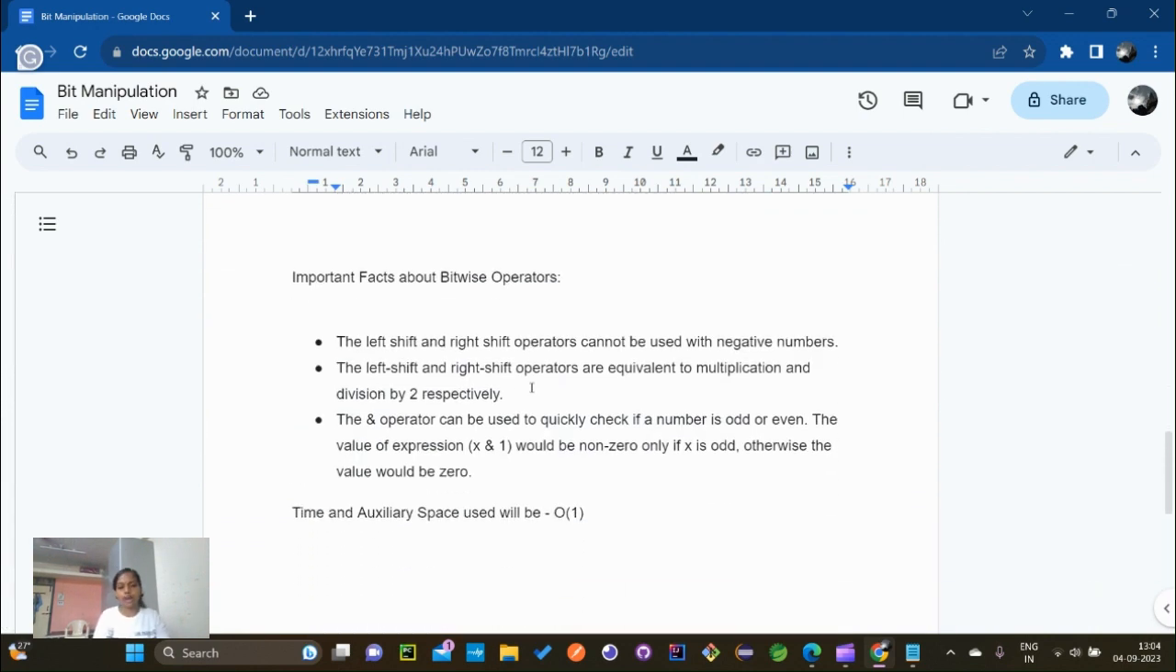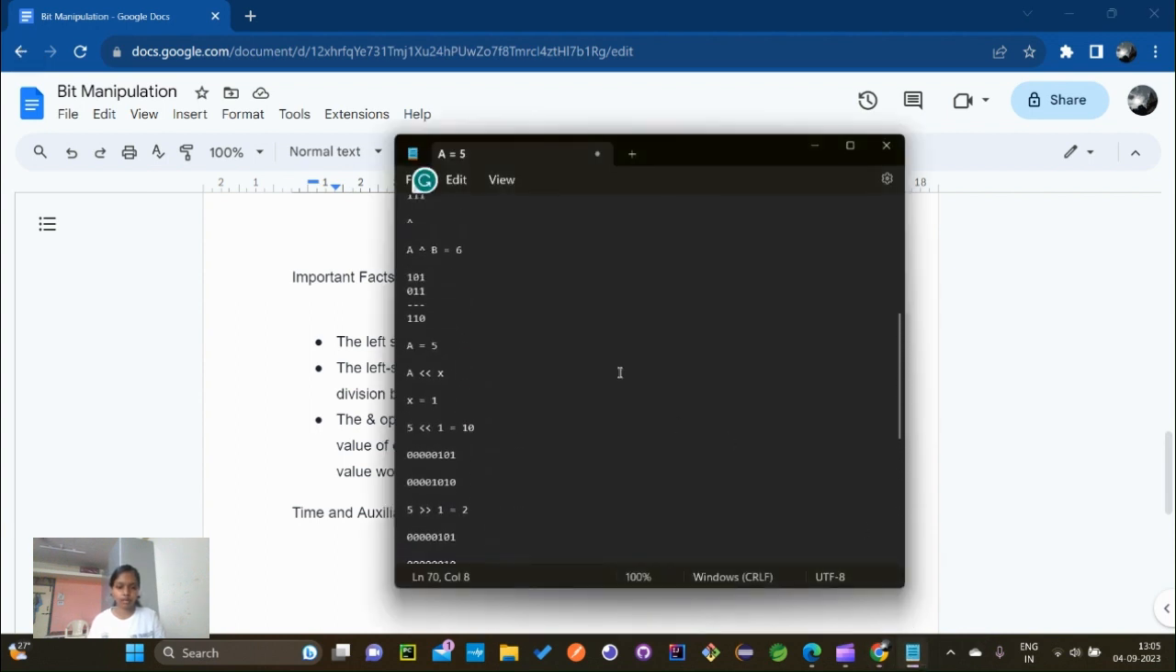Now we'll see some facts about bitwise operators. So we can't use the left shift and right shift operator for negative numbers. And here we considered 5, right? So left shift of 5 by 1 is 10.